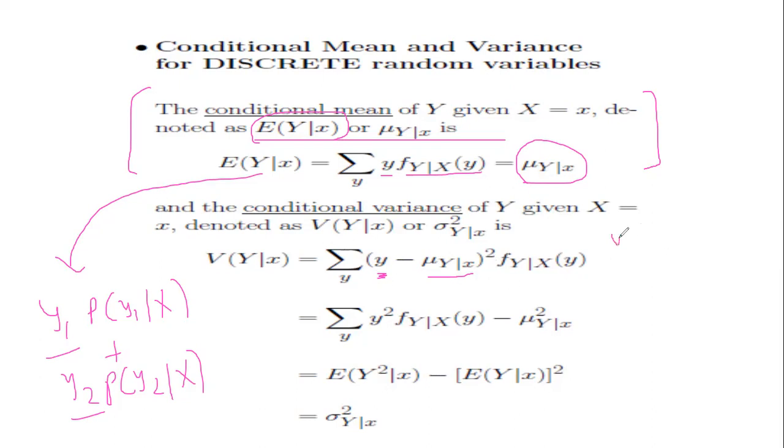On the contrary, we are multiplying that by the conditional probability of that particular scenario as well. So for example, here it becomes y1 minus conditional mean whole squared multiplied by probability of y1 given x, plus y2 minus conditional mean whole squared multiplied by probability of y2 given x. So there are just two formulas you need to remember. For the conditional mean, you multiply the value of y by the conditional probability and sum up across all the y's. Then you use that conditional mean to find the conditional variance. For that, find the deviation of each y value from the conditional mean, square that, and multiply by the conditional probability of that given y value.